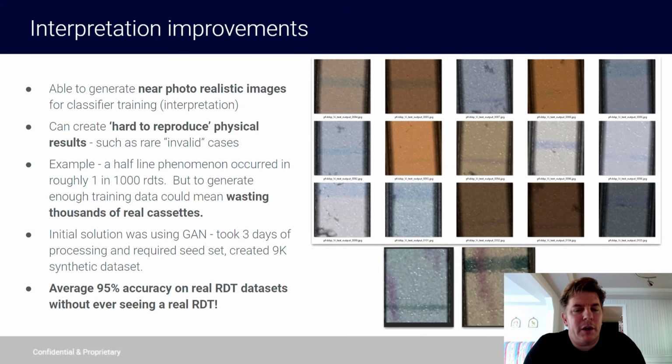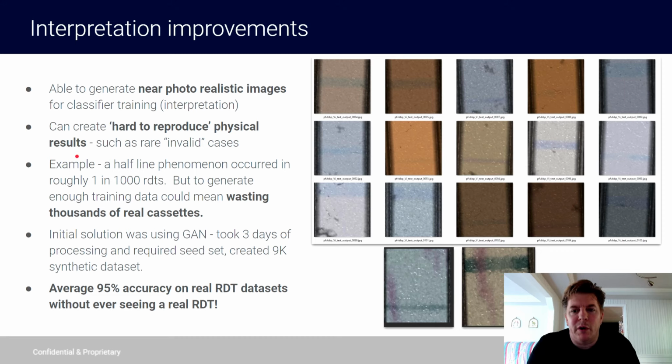Moving into the second portion of our AI pipeline, which is the classification section, in other words interpreting the diagnostic strips, we are now able to generate near photorealistic images for our classifier training. These images over here are synthetic imagery of diagnostic strips, and that allows us to produce very hard to reproduce physical results, extremely rare and valid cases. The best example is, of course, the photo I showed you earlier with the half-line situation. Instead of a full line, it was generating only a quarter or an eighth of a line, but it's still a positive result.